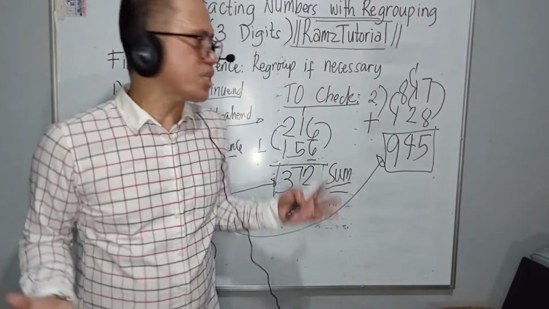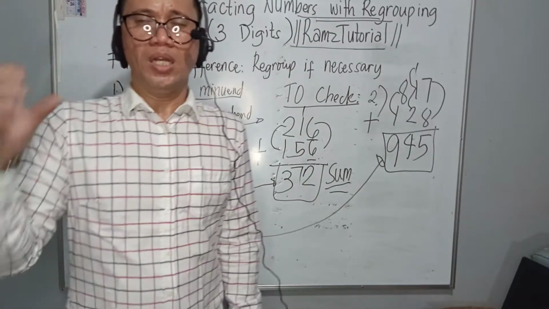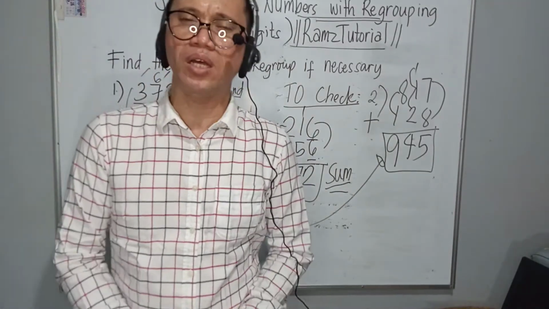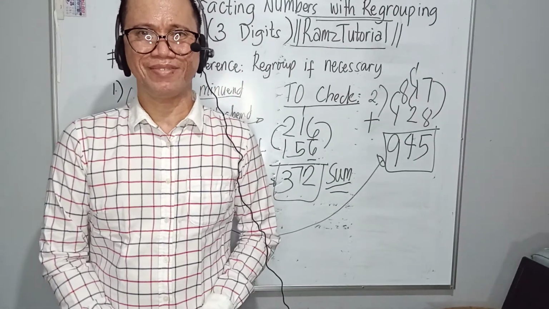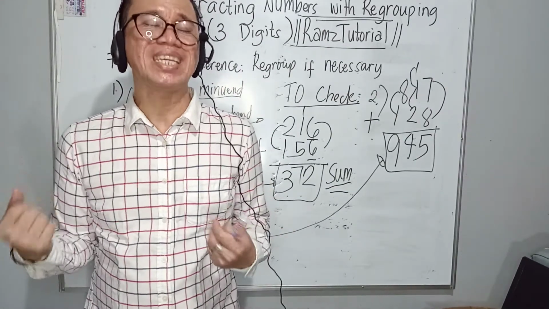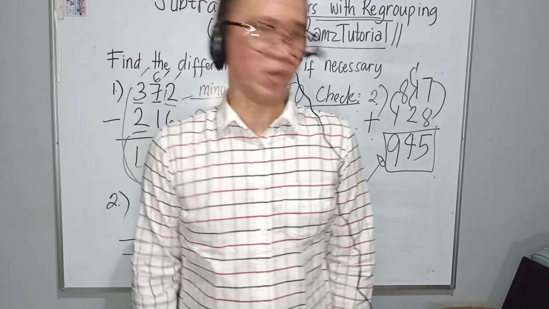These are the steps on how to subtract with regrouping of numbers with 3 digits. Please watch it, and of course, I will give you time to copy.